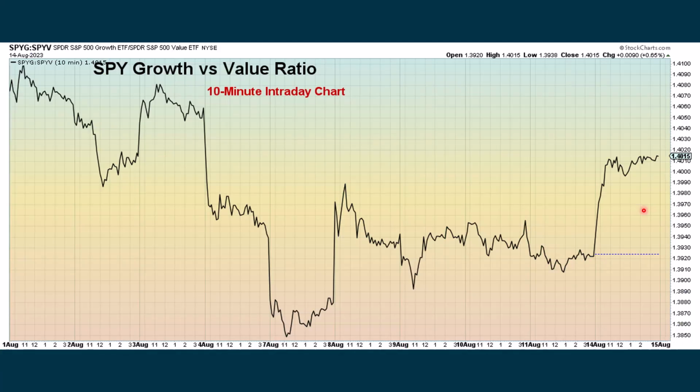Looking at the growth to value ratio, it was strong for the whole day. We shot up right at the open and then pretty much went sideways after that. So that's looking a little bit more positive for right now.